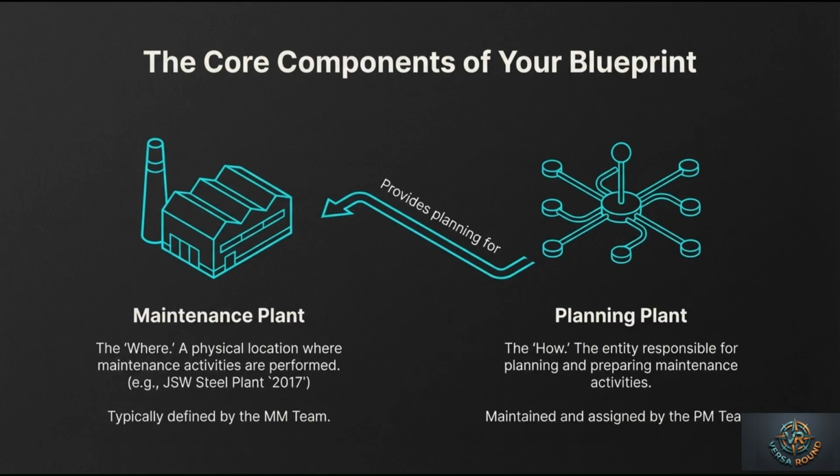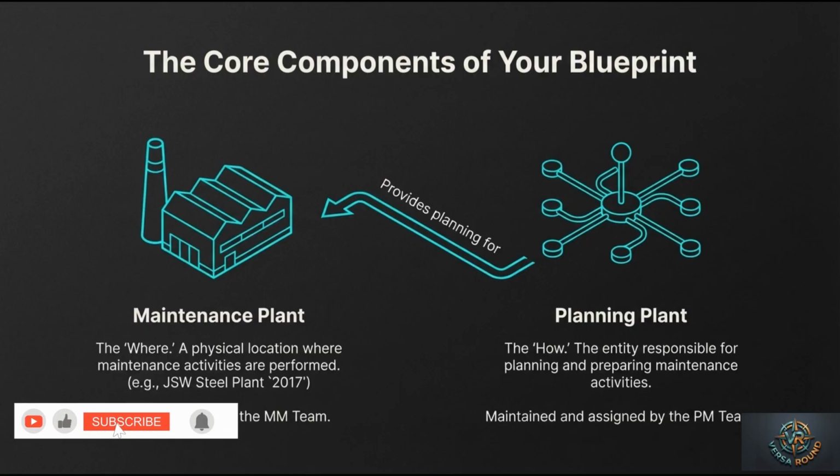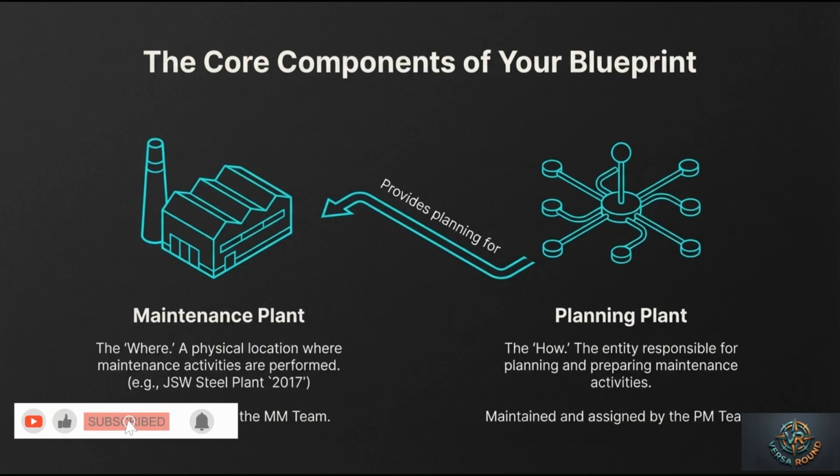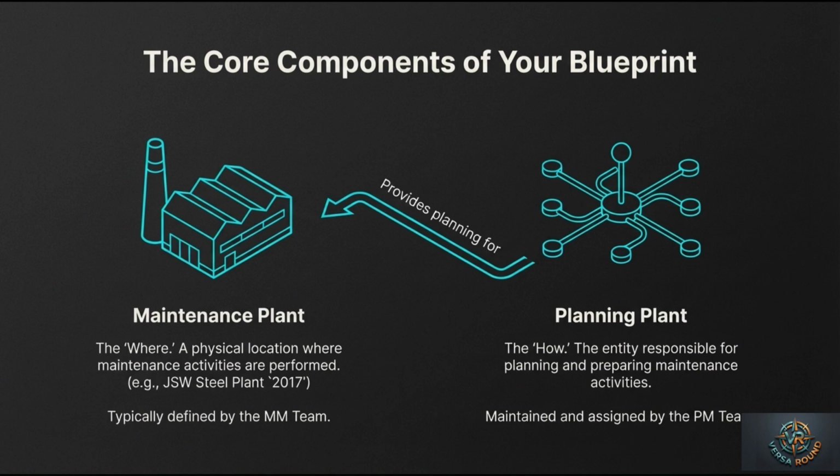The core components, where versus how. So, what are we actually building? We are defining 2 key entities. First, the maintenance plant. This is the where. It's a physical location where maintenance is actually performed. Think of your steel plant, your power station, your manufacturing facility. For our example, we'll use JSW Steel Plant 2017. A quick note, the maintenance plant is typically defined by the Materials Management, or MM, team.